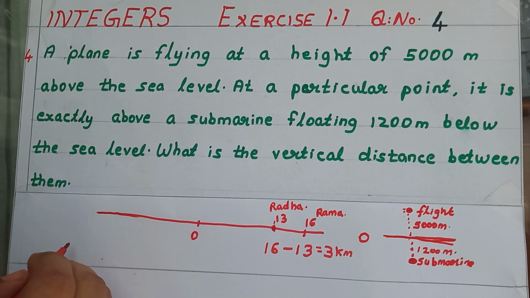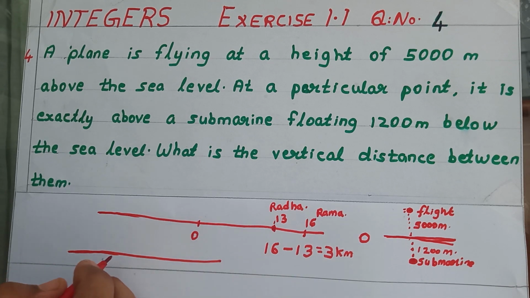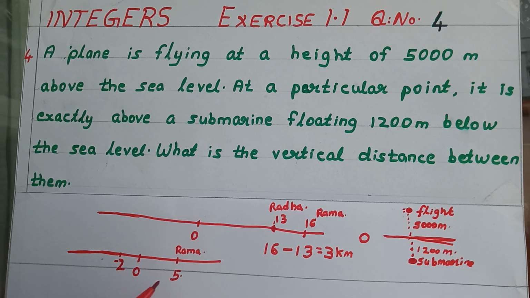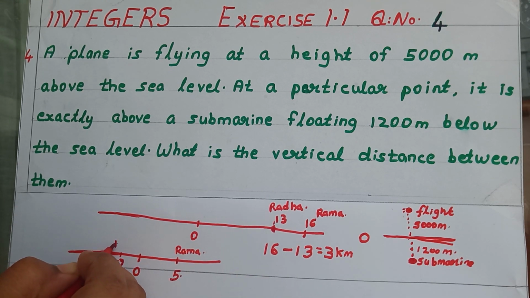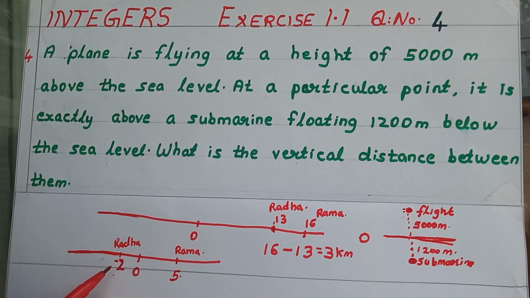So, again, one more case. Now, this is a point 0, 5. Rama is at the point 5 and Radha is at the point minus 2. So now how can we find out the distance between Radha and Rama?